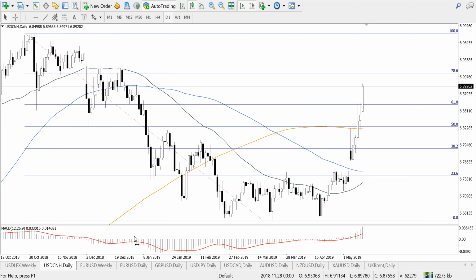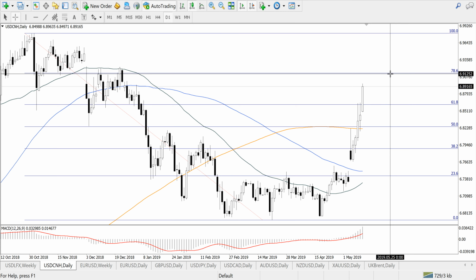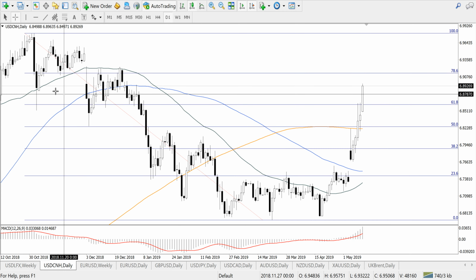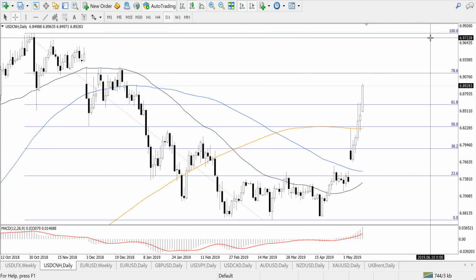sentiment. We can see that Chinese yuan has weakened a lot, and the currency pair USD versus the yuan may continue increasing. We have the levels of 6.91 as the nearest target. This is 78.6% Fibonacci retracement of the decline of 2018. And the next levels to watch will be levels around 6.97.